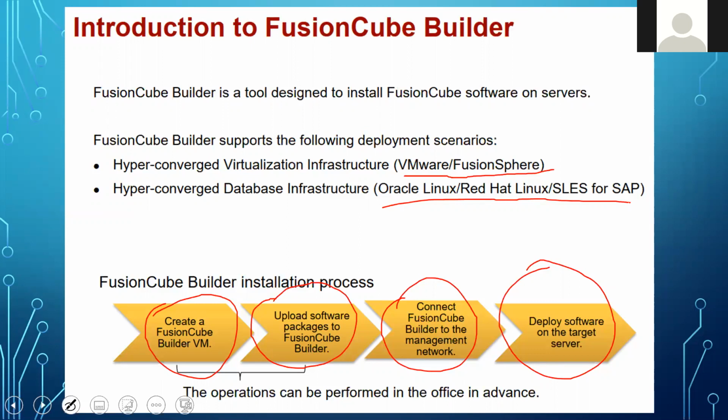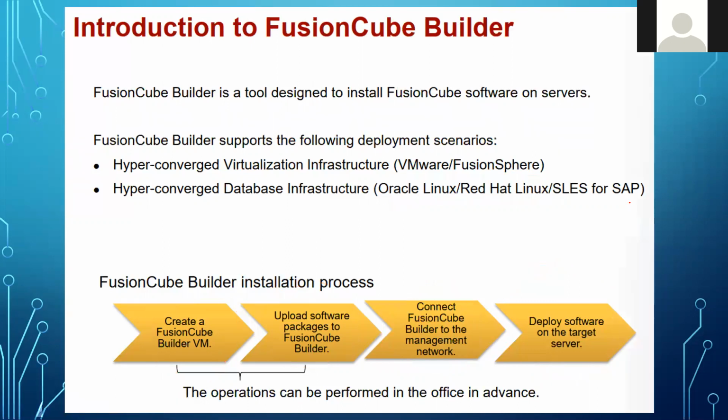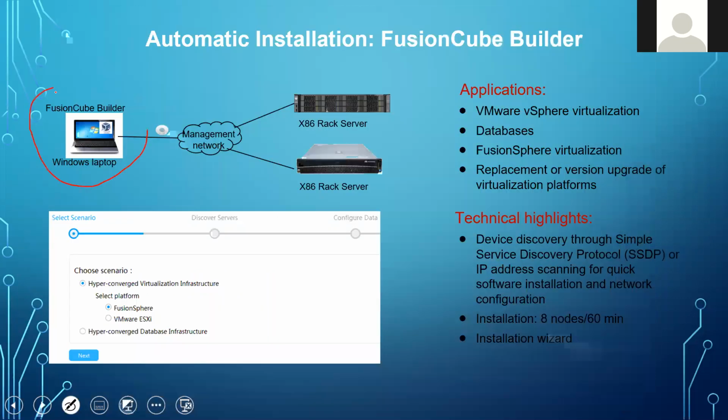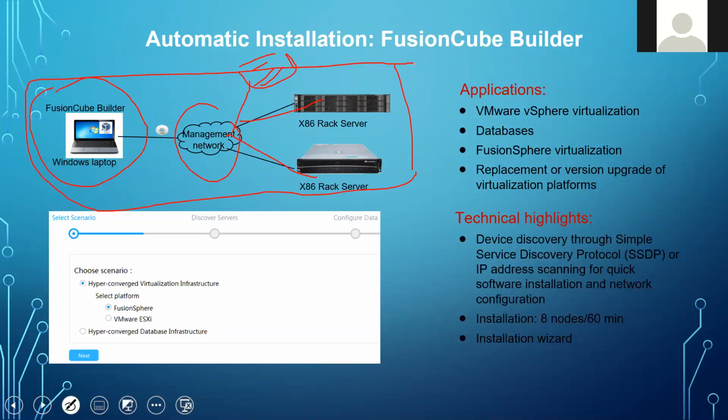So the FusionCube Builder is the starting point to deploy the FusionCube HCIE. FusionCube Builder can be on your laptop, or you can use a PC, and it should be connected to the management network of the rack server, or you can use a chassis as well. If the chassis is available, it should be connected to any switch, and this laptop should be connected to the management network. So the management network should be accessible in this area.